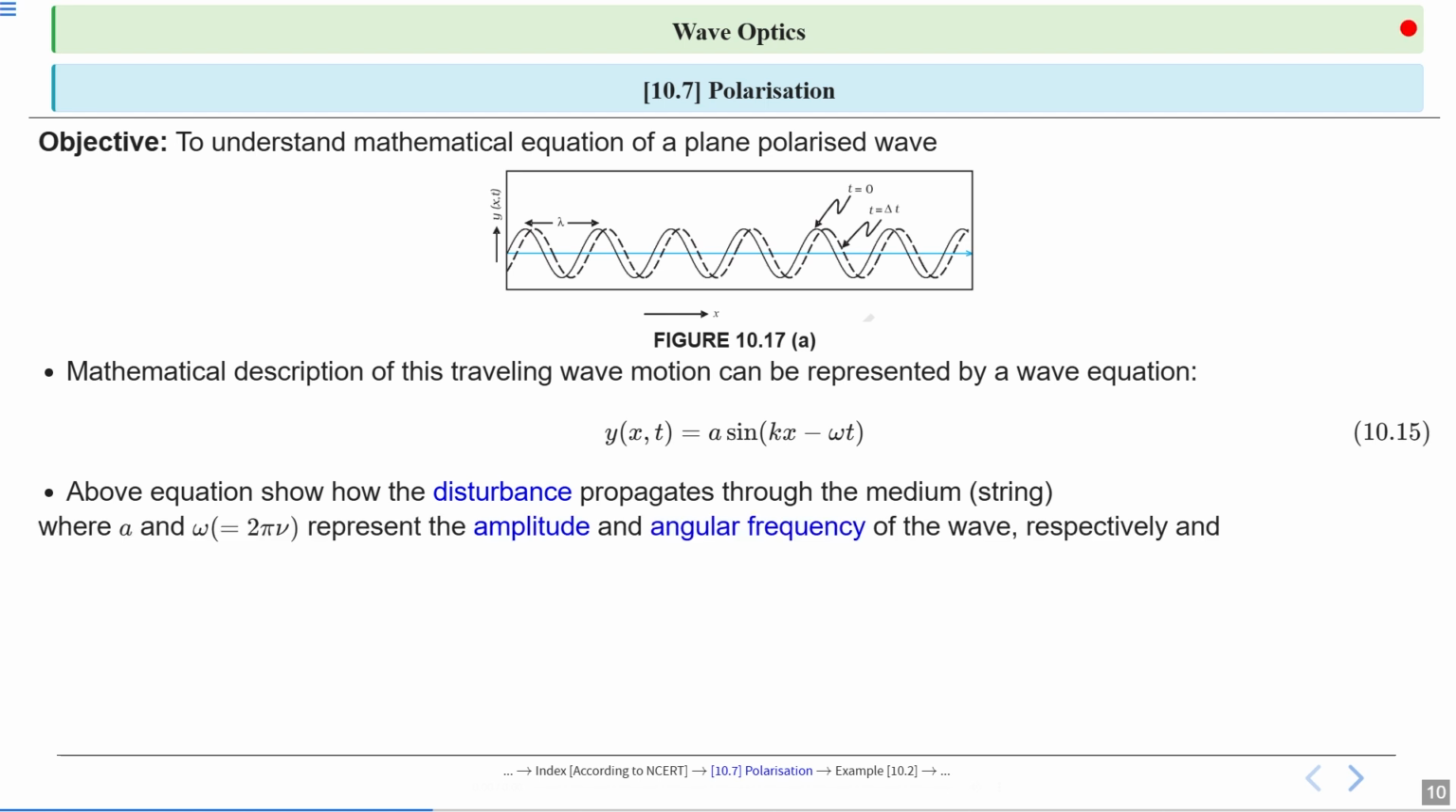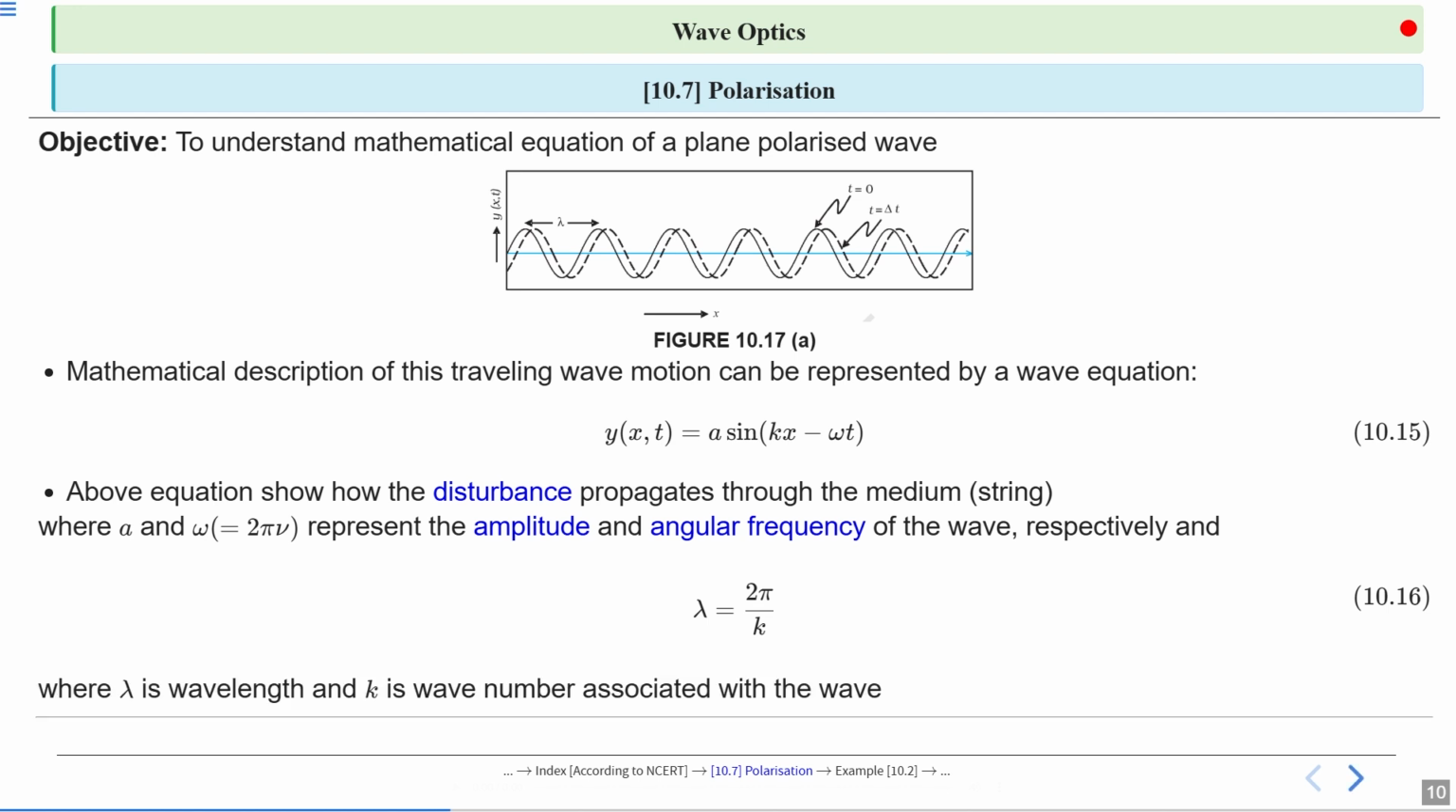Now let's break down the components of the equation further. A is the amplitude, which is the maximum displacement from the rest position. ω is the angular frequency, calculated as 2π times the frequency ν. Next, we have another important equation, λ = 2π/k. This equation defines the wavelength λ, which is the distance between consecutive peaks of the wave, the distance between two crests, or the distance between two troughs.